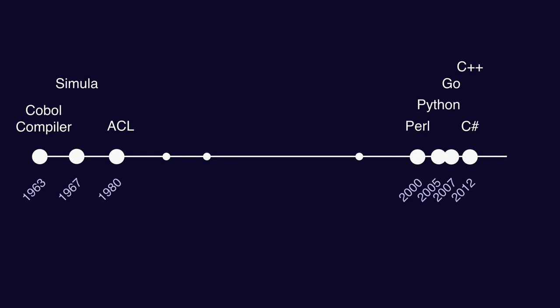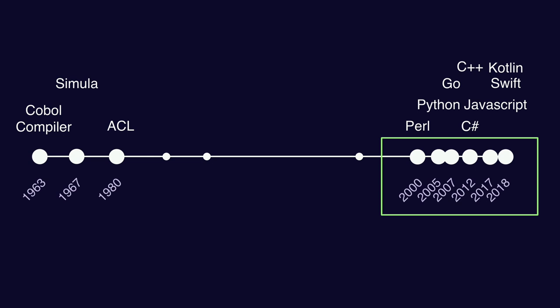Going forward, 2017, JavaScript finally gets their coroutines stabilized. They've been in the works for a couple of years now. And then 2018, Kotlin and Swift get coroutines. So if you look at this overall timeline right here, there's a very, very clear trend. At the very beginning, we solve coroutines in programming languages very early. And then no one really uses them for quite a long time. And then all of a sudden, in the year 2000, tons and tons of mainstream practical programming languages that people use every day get coroutines.